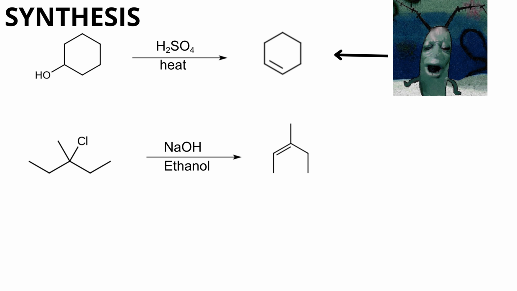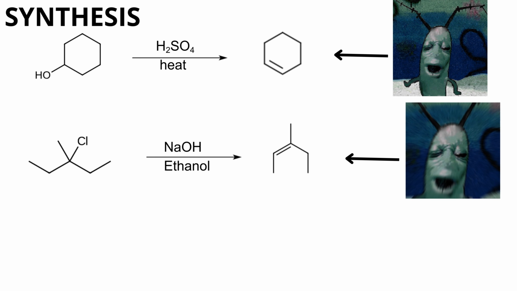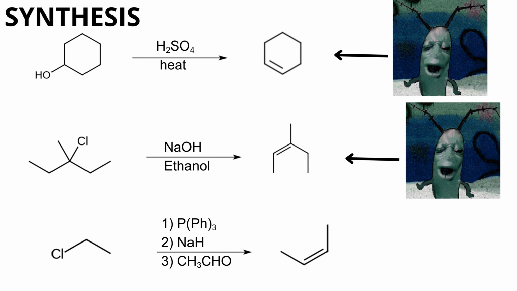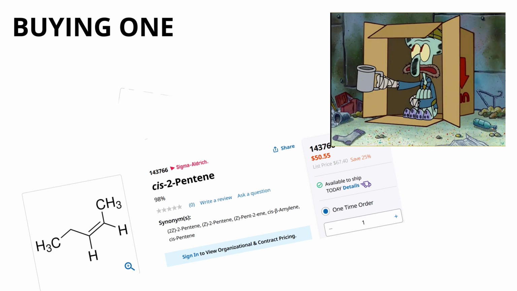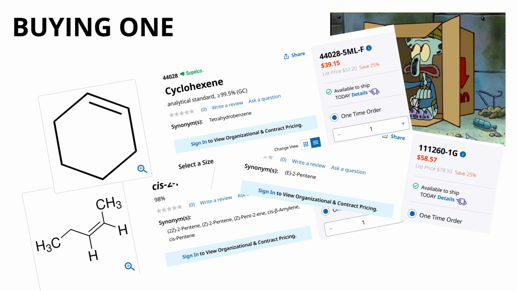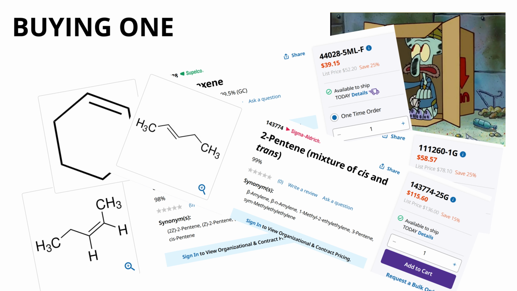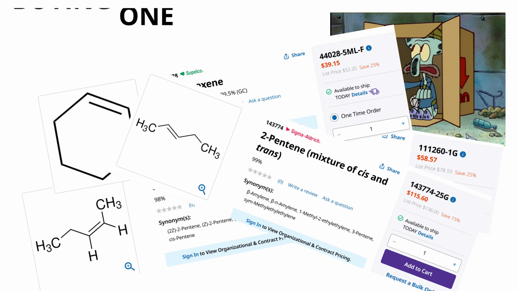The second way is by elimination of a secondary or tertiary alkyl halide, which I also don't have right now, so this is also unsuitable. The third way is the Wittig reaction, but this reaction and others are out of my league, so basically synthesis isn't an option right now. The second strategy is to actually buy one, but this is, how to say it, expensive and boring, so this is not an option for the moment.